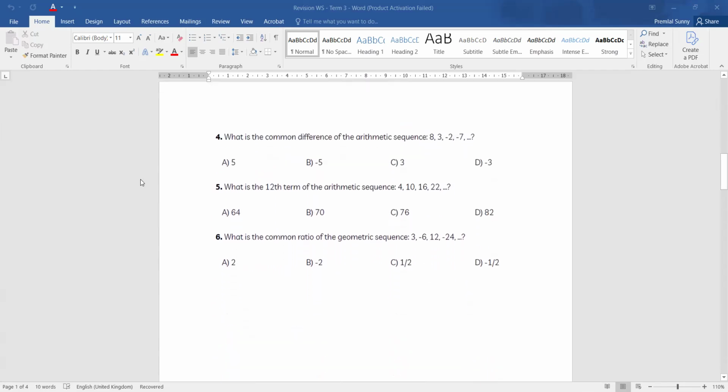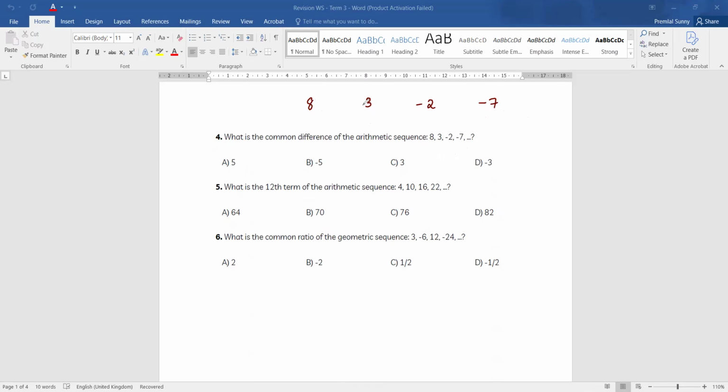Now what is the common difference of the arithmetic sequence 8, 3, minus 2, minus 7? So we have 8, then 3, then minus 2, and then minus 7. We say that this is a decreasing sequence. Decreasing sequence means the values keep decreasing. You can see the values are decreasing as we move towards the right. That is why we call this a decreasing sequence.